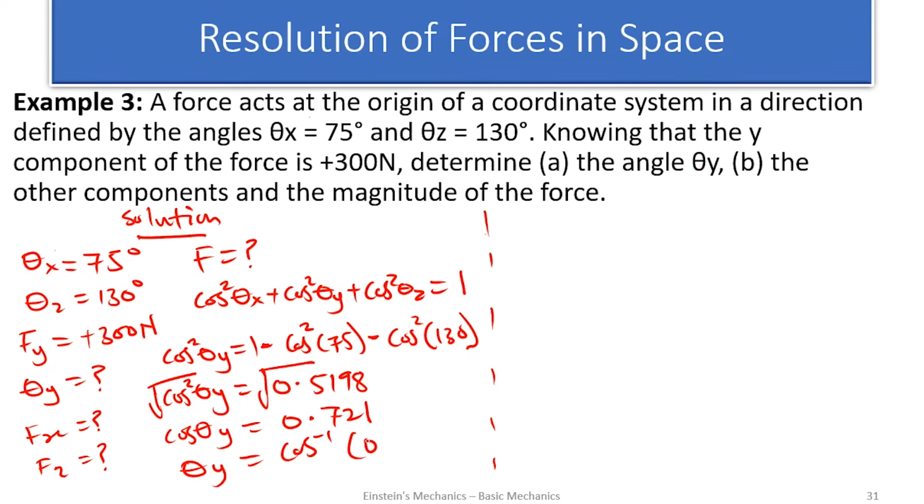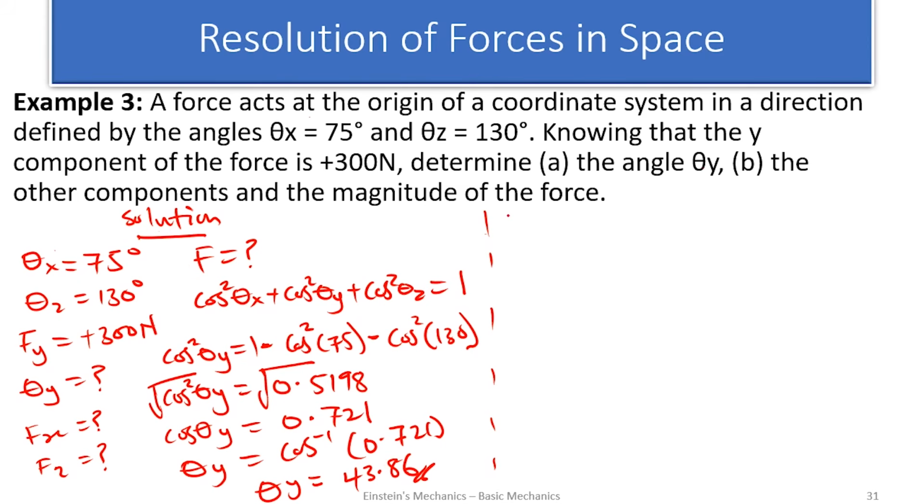of 0.721. I'm getting my theta y to be 43.86. So if you forget this formula, there's no way you're going to obtain your theta y. I have my theta y to be 43.86. How do I find my other component?